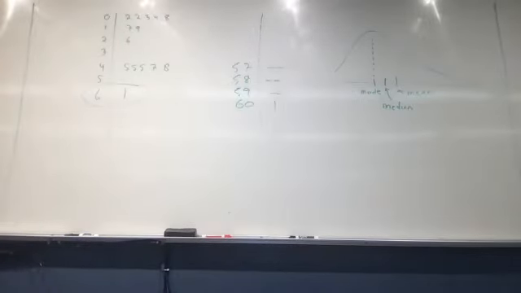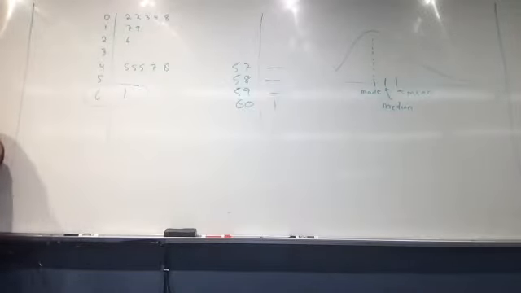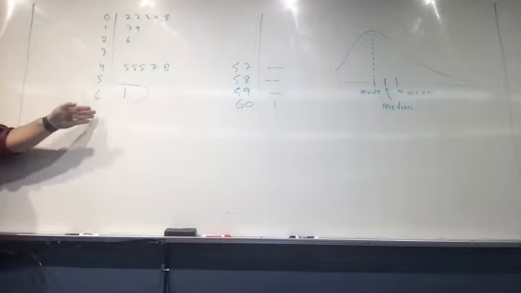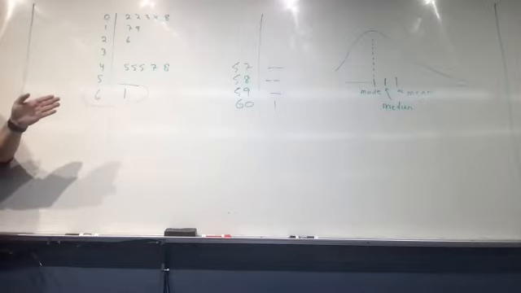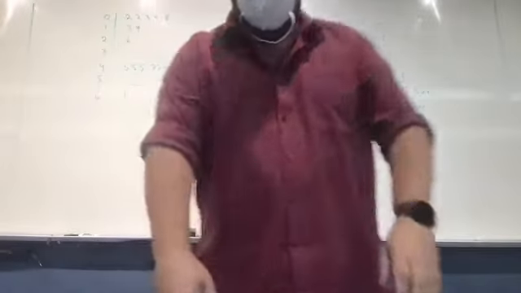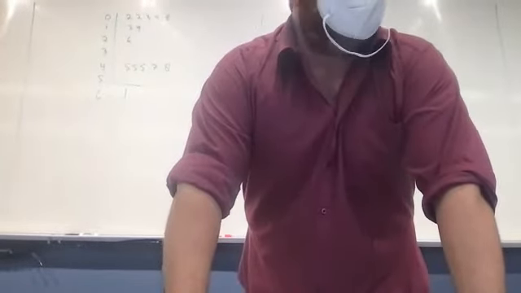But the key to remember is 2 things. The last digit goes here, so that each one of these numbers is 1 data point. And that you need to know from the context where the decimal place is located. Okay, that was the key that I was trying to point out there. So when you get a question, read the question carefully.